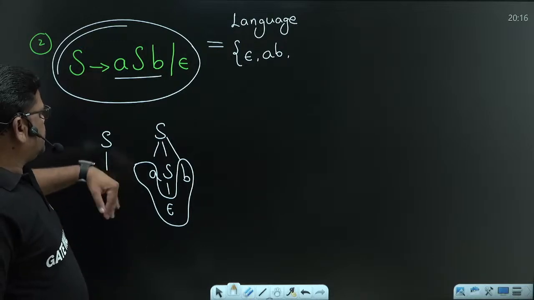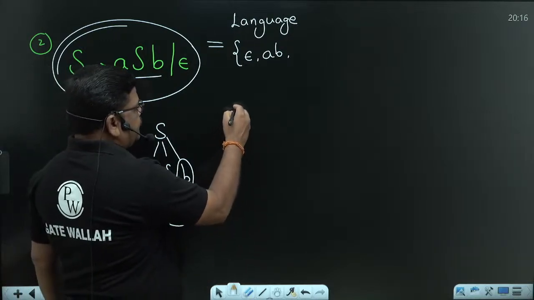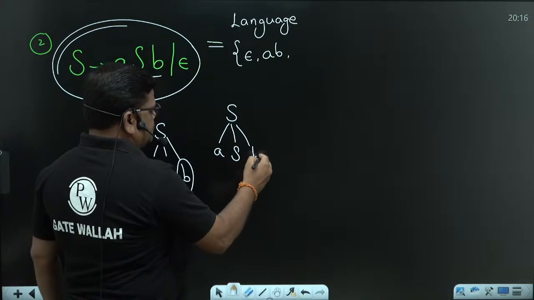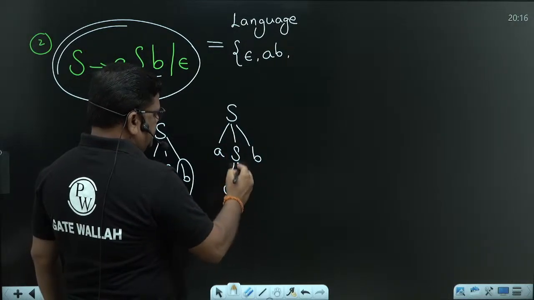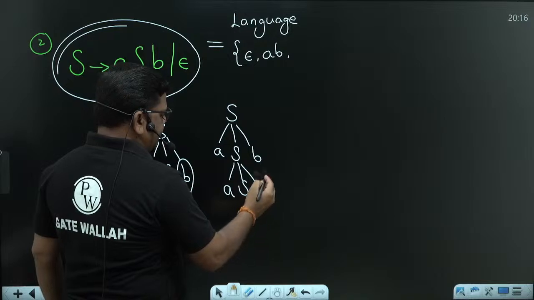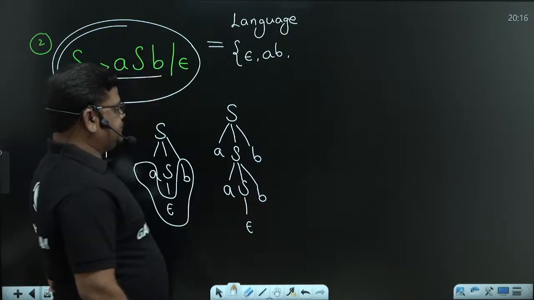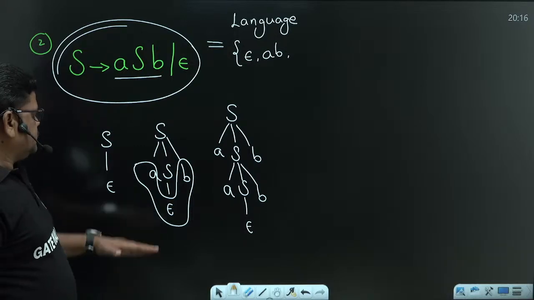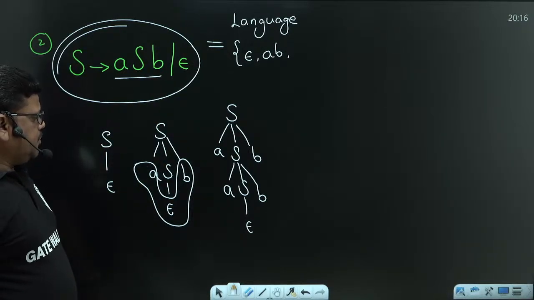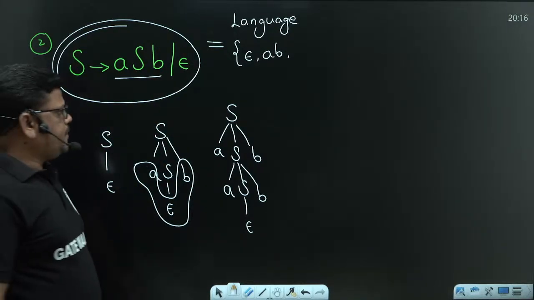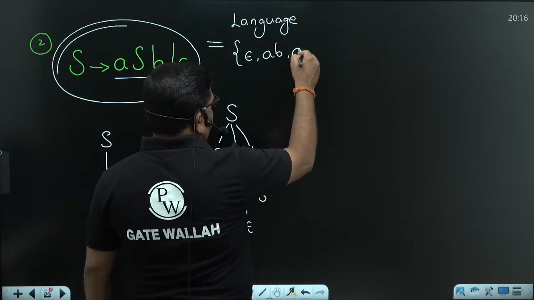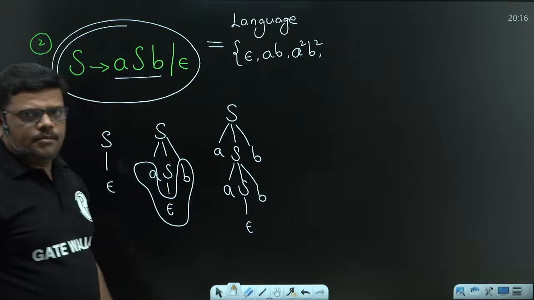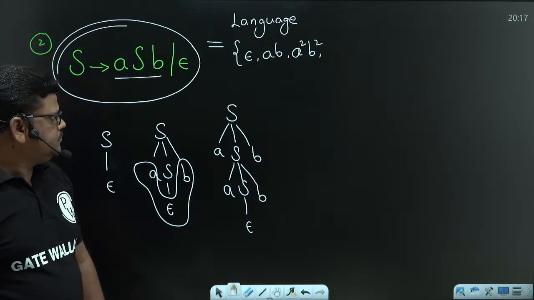Similarly, take it recursively 2 times. S is replaced by ASB. Again S is replaced by ASB, replaced by epsilon. Now what happens? If you read all the leaf node strings, then 2 A's, 2 B's. The type of string generated here is A's and B's equality. The number of A's and the number of B's are equal.